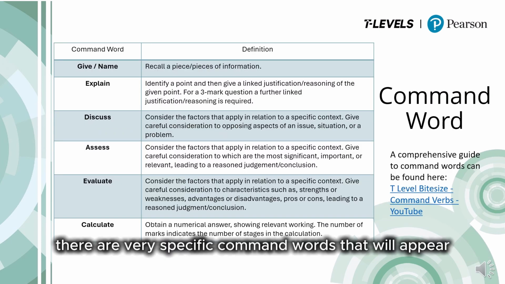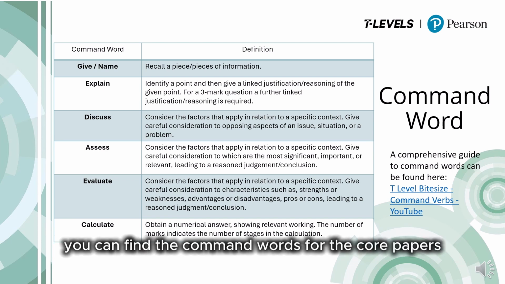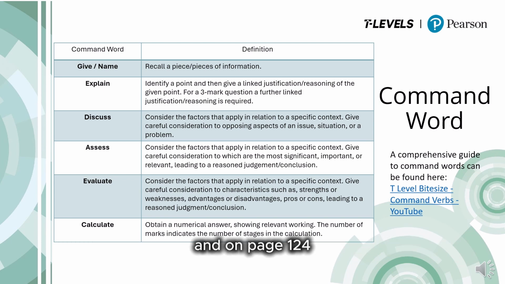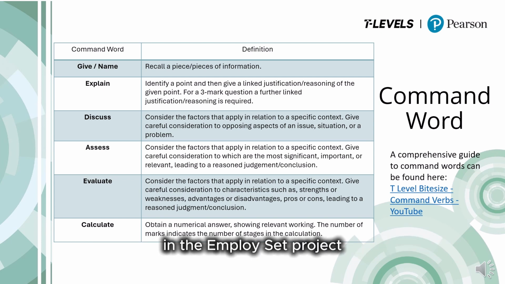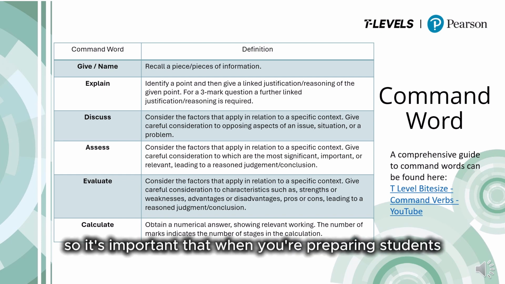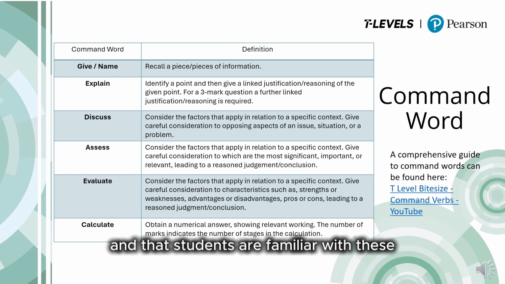So there are very specific command words that will appear within the core papers. On page 123, you can find the command words for the core papers, and on page 124, you can find the command words that might be used in the employer set project and the occupational specialism. There are some differences, so when you're preparing students for any of their assessments, it's important that you look at the command words that are going to be used, and that students are familiar with these.